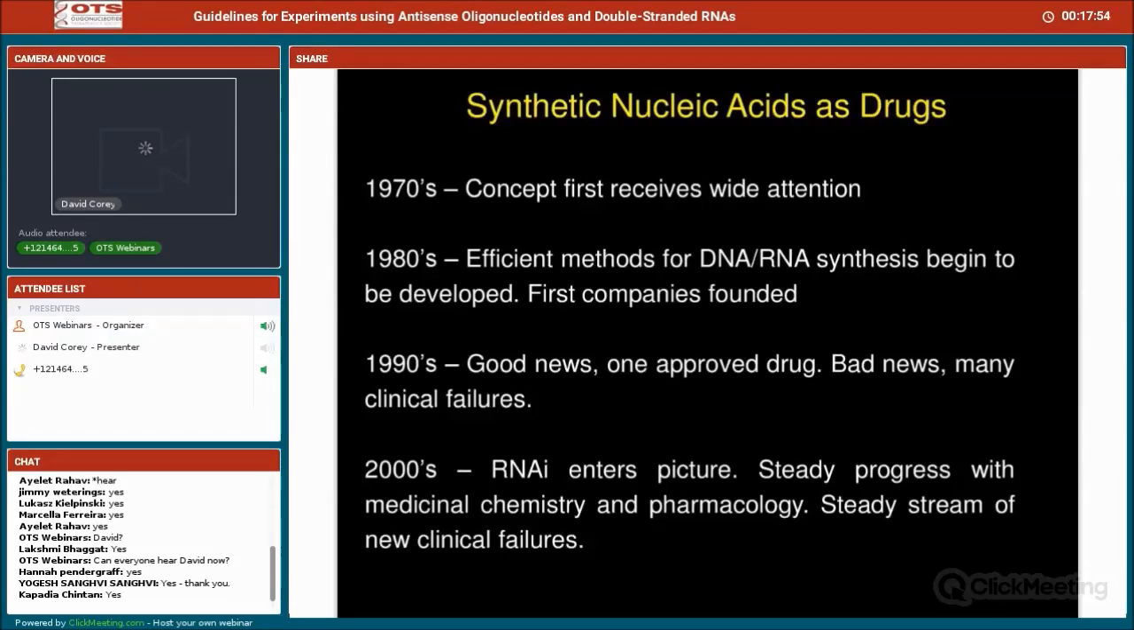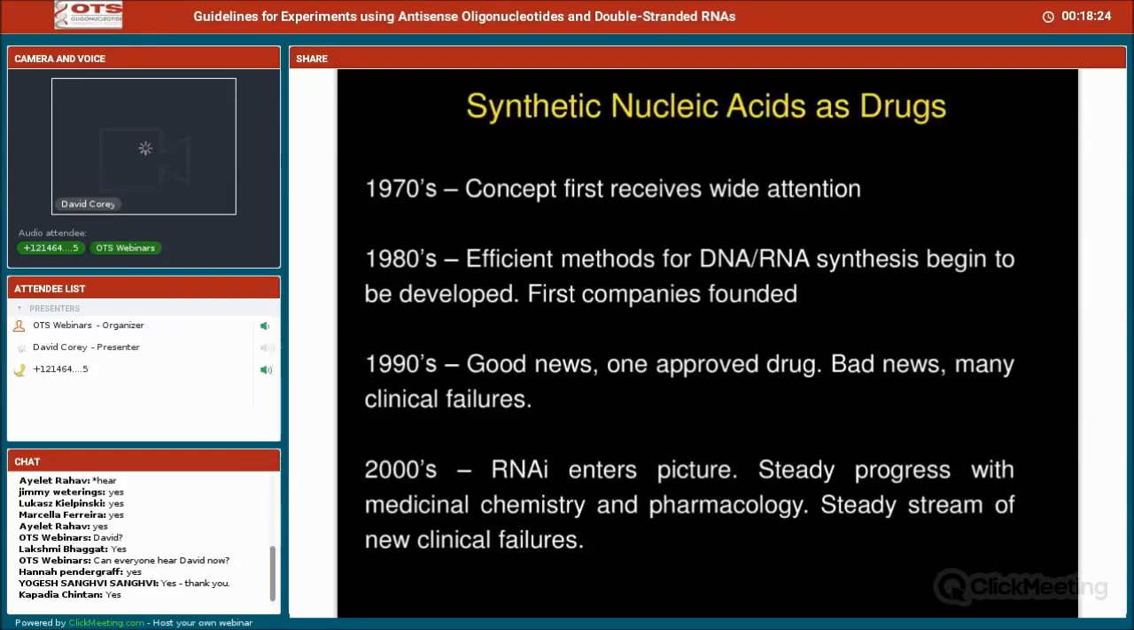Starting around 1986, good DNA synthesizers started to become available. RNA synthesis started to become possible toward the end of the 1980s. Being able to purchase oligonucleotides started to become routine. And by the end of the 1980s, you had the founding of the first companies that were devoted to developing nucleic acid therapeutics. Okay, so from there, the 1990s, there was some good news and some bad news.